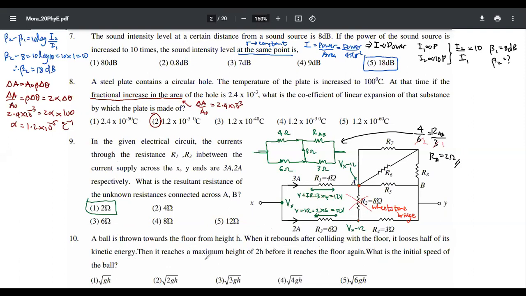Okay, interesting. The ball is thrown towards the floor from height h. When it rebounds after colliding with the floor, it loses half of its kinetic energy. Then it reaches a maximum height of 2h before it reaches the floor again. What is the initial speed of the ball? Now you can approach this question in 2 different methods. First of all, this is the flow.